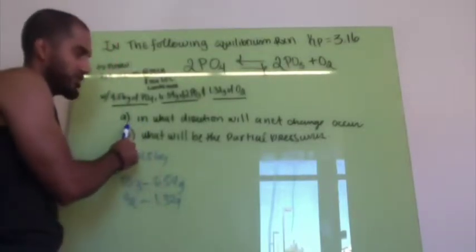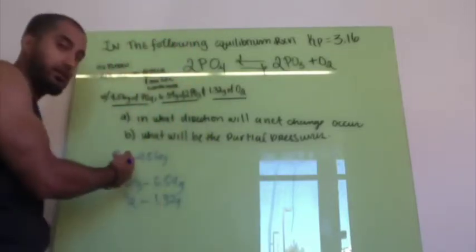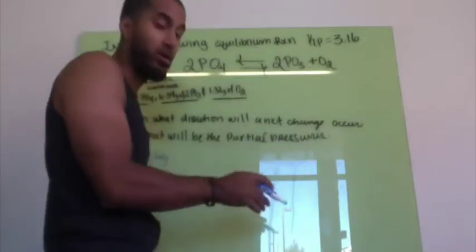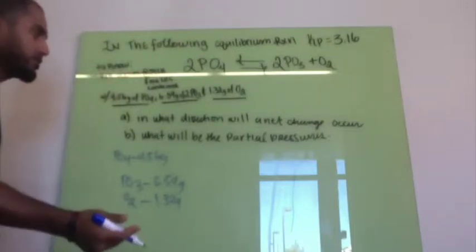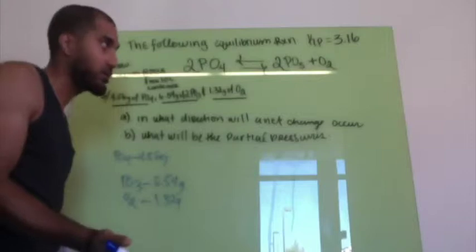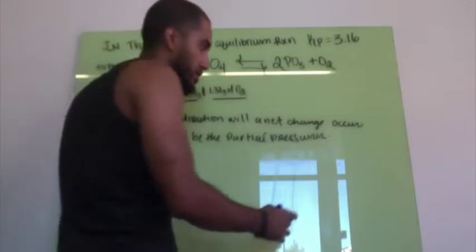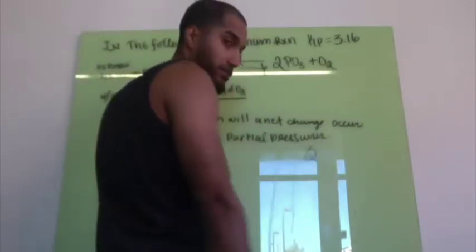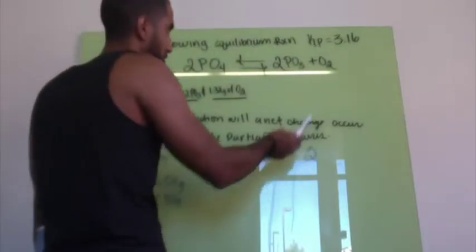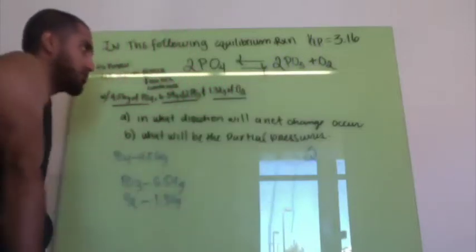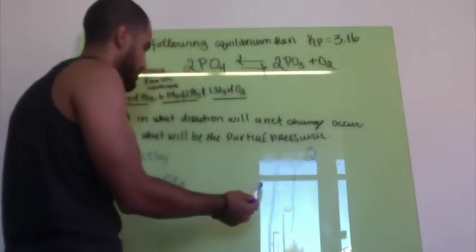The first part of the question asks, in what direction will a net change occur? The second part asks, what will be the partial pressures? Starting off with the first one, in order to find out what direction a net change will occur, we're going to have to use this and compare it to the K constant. Pretty sure you all remember that. But since it's a pressure problem and not a concentration problem, we're going to have to find the pressures of these.